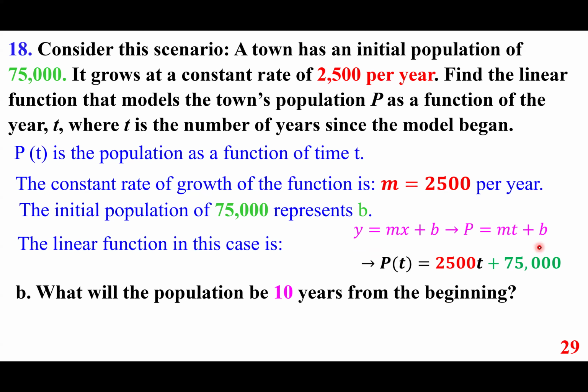What will the population be 10 years from the beginning? So replace the t with 10. 2,500 times 10 is 25,000, plus 75,000 becomes 100,000. 100,000 will be the population in 10 years. Of course, the assumption is that this will continue to add 2,500 per year.